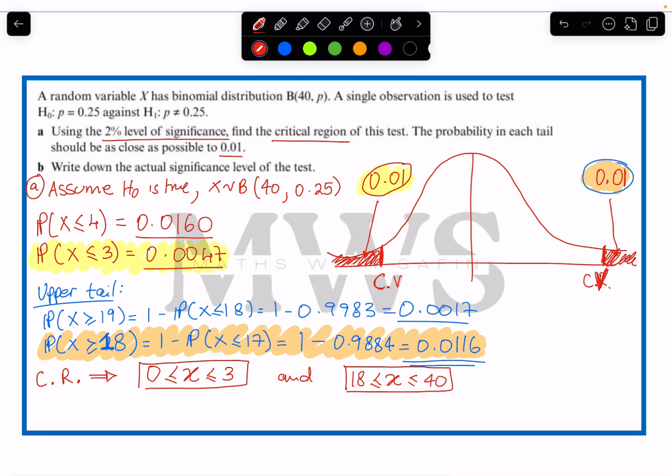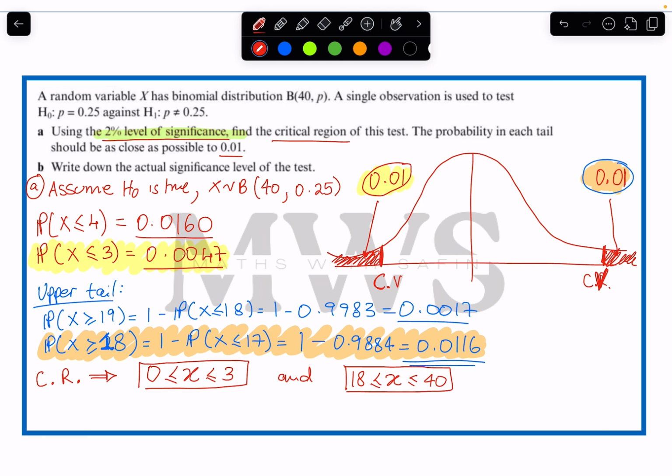So hopefully this is clear. We find the critical regions for a two-tail test by finding the number that is closest to our significance level, which is 0.01. And remember, one of the very common mistakes is people not splitting the significance level. If the significance level is 2%, then we make sure we split that between the upper tail and the lower tail, and find the value that's closest to 0.01.